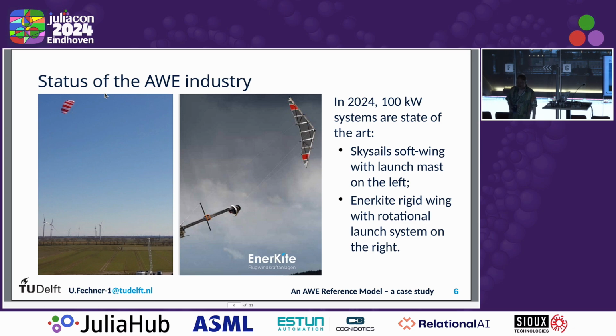And they have a rigid wing kite, and they use rotational launch and landing. That means they fly like this with a kite on the arm, and if they go fast enough, then it just goes out and goes into the air, and that's the way they launch and land. So they can launch and land also if there's zero wind. Launching with zero wind doesn't make much sense, but landing might be required. They also have a 100 kilowatt system. Yeah, so that's the state of the art.